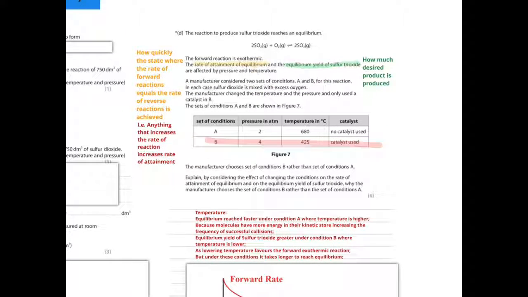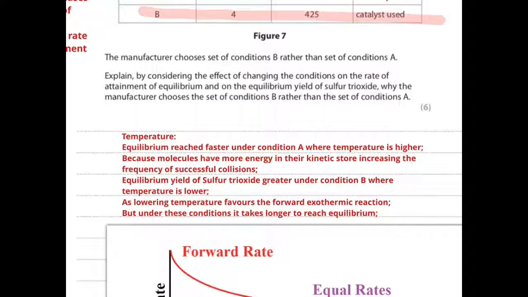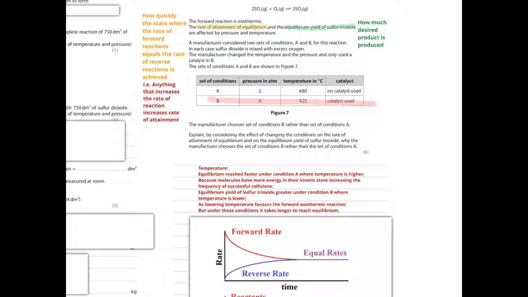But by choosing a lower temperature, by lowering the temperature, you're favouring the forward reaction. So, lowering temperature favours the forward exothermic reaction, but under these conditions, obviously, it will take longer to reach this equilibrium because things are moving slightly slower, but you will get more product. So you'll get more equilibrium yield, but it will take longer to reach equilibrium. In other words, more this, but this will be slower.